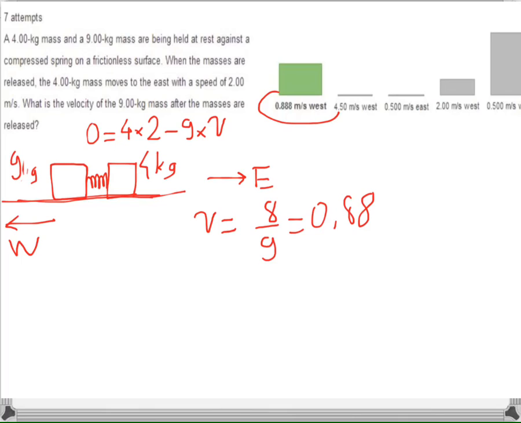It's a very simple problem. It's conservation of momentum. We didn't write the minus sign in the answer because we already gave its direction. You see, its direction is in the west direction.